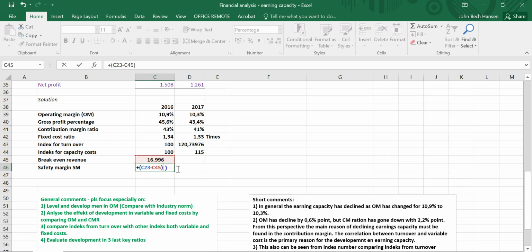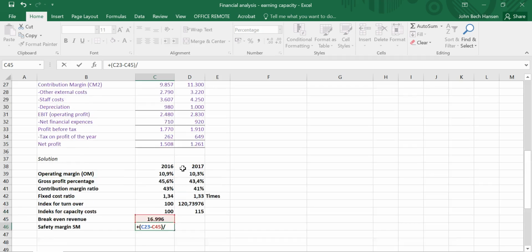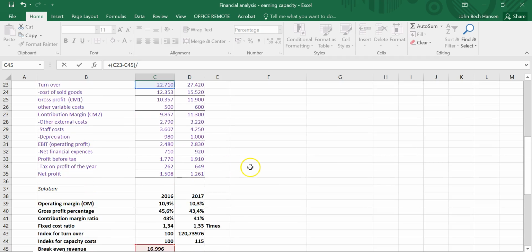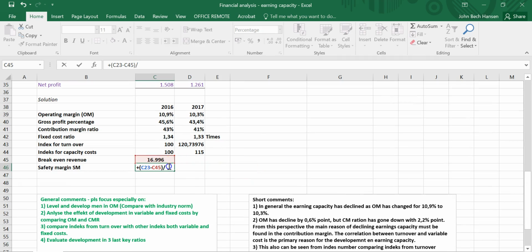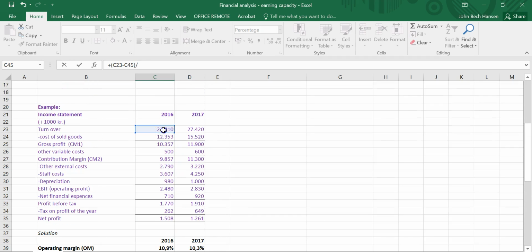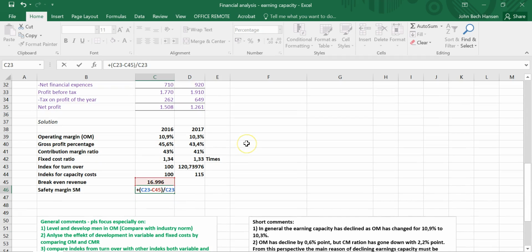However, I wanted a percentage, so I divided by what? Our starting point, the actual revenue. So I can now see that I can actually afford to lose 25% of my turnover in order not to make a loss. So that's the safety margin of our activities.